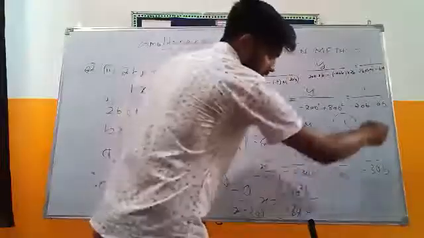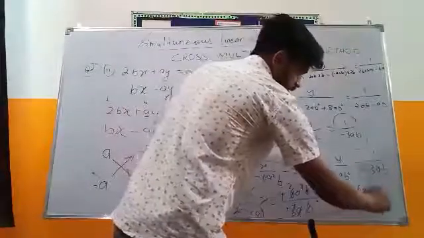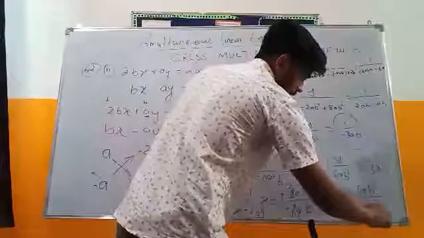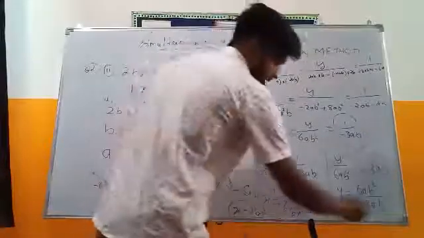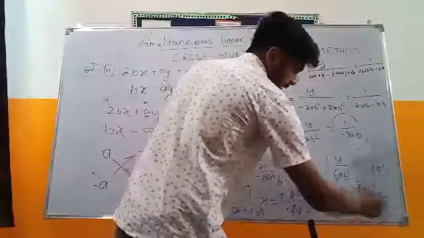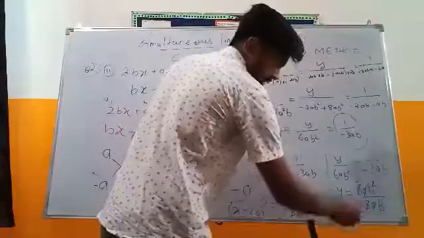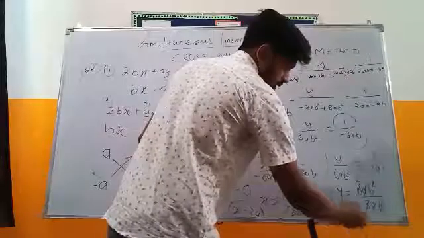Second one, I'll take y upon 6ab square equals to 1 upon minus 3ab. This I'm gonna shift over there. So y equals to 6ab square upon minus 3ab. 3 and this can be cancelled out, a and a, b and 1b. So what's my answer? y equals to minus is also left, minus 2b. That's my answer.